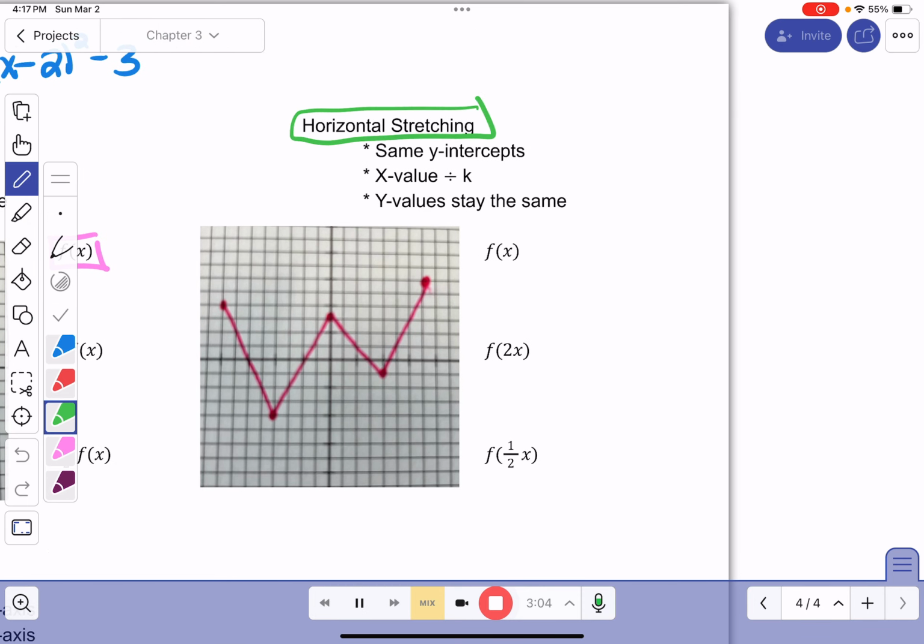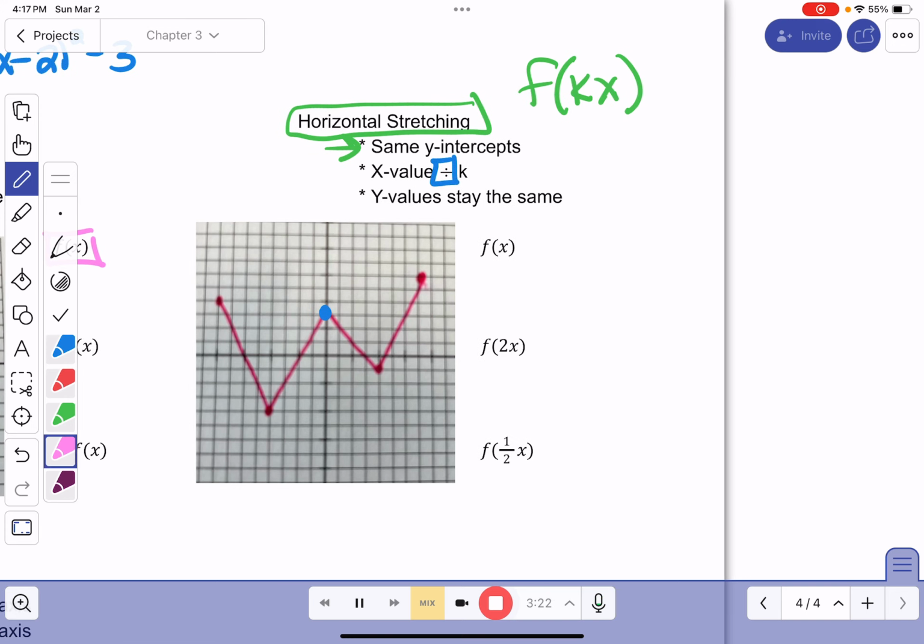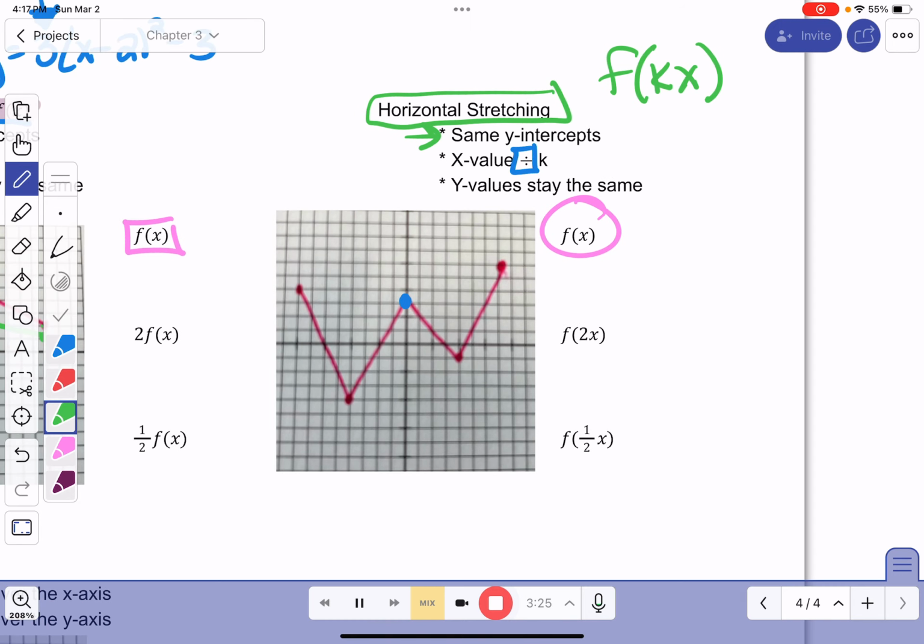Horizontal, same idea, but we're going to be in the parentheses. So this time our y-intercept stays the same. And just like with our shifting, we do the opposite. So we're going to do the x value divided by k and keep our y the same. So f of x is the pink. This point right here is negative 8 comma 4. So for 2x, I'm going to do negative 8 divided by 2, which is negative 4. Y stays the same. So this point becomes negative 4, 4.